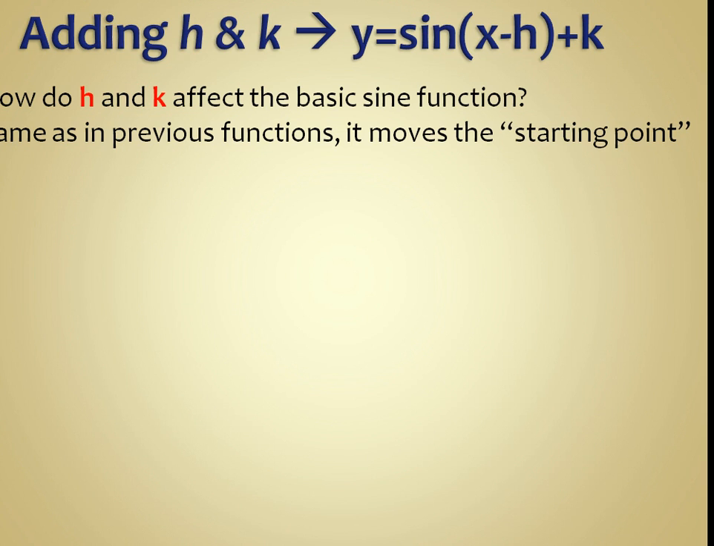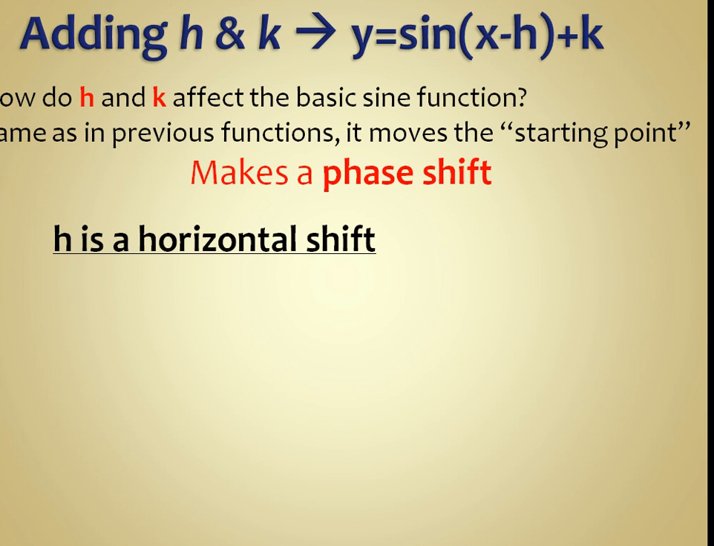Now, what about h and k? So if I have a h and I have a k, how do they affect my basic sine function? Well, in the previous video, I spoke about the starting point. So from now on, our starting point is going to be called (h, k). Now, if we start at (0, 0), that would be fine. That's our basic sine function. So h and k are 0 in that case. However, if h and k are actual numbers greater than 0 or less than 0, then we make a phase shift. And h is your horizontal shift, whereas the k is your vertical shift.